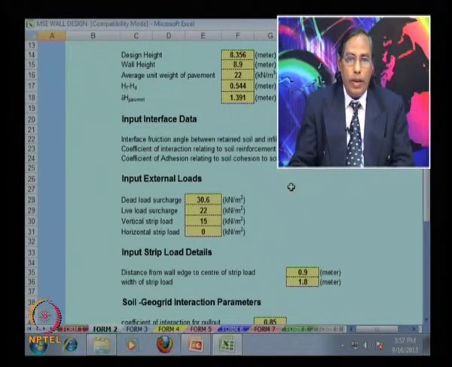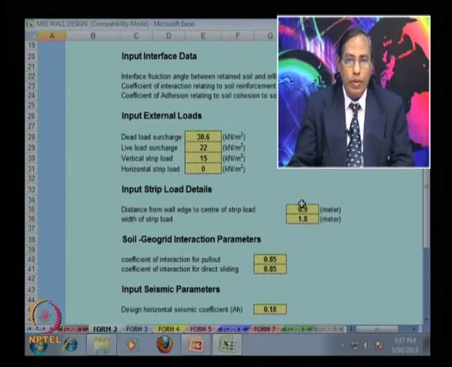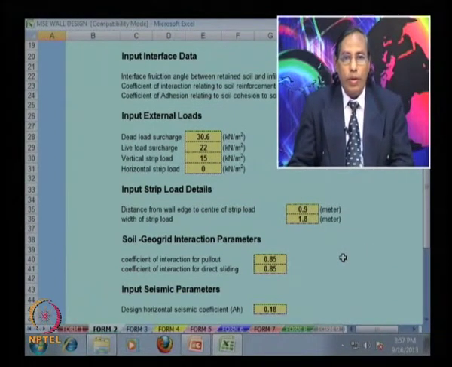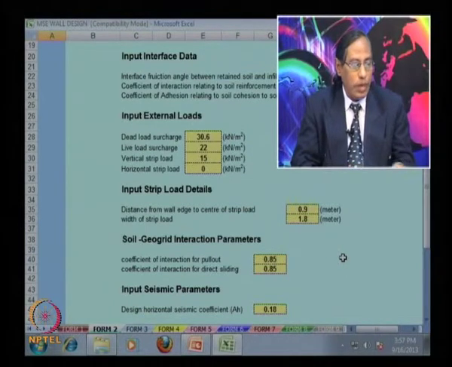Now, input strip load, that is given here in detail. The distance from the wall edge to the center of the strip load is 0.9 meter, and the width of the strip load is 1.8 meter.